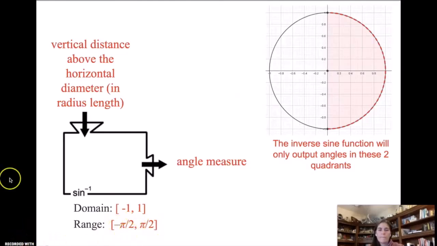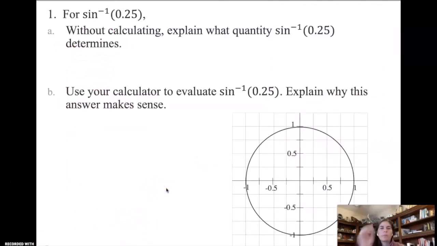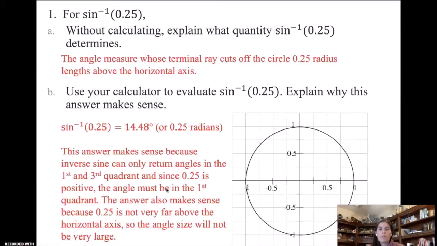All right, if we keep going, then for number 1, it says the inverse sine of 0.25. So first off, you want to think about what the 0.25 represents. If it's the input to my inverse, that means we're talking about a vertical distance above the horizontal axis. So we're saying that the vertical distance above the horizontal axis is 0.25 radius lengths, right? So that's going to be somewhere right here.